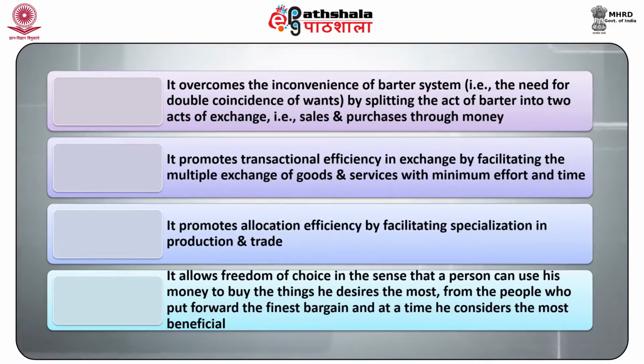A. It overcomes the inconvenience of the barter system, that is, the need for double coincidence of wants, by splitting the act of barter into two acts of exchange, that is, sales and purchases through money. B. It promotes transactional efficiency in exchange by facilitating the multiple exchange of goods and services with minimum effort and time. C. It promotes allocation efficiency by facilitating specialization in production and trade.